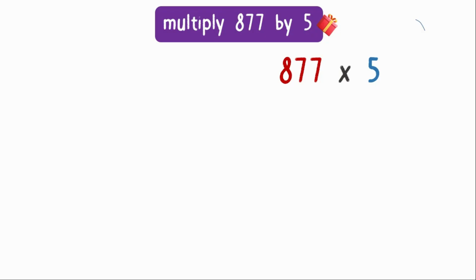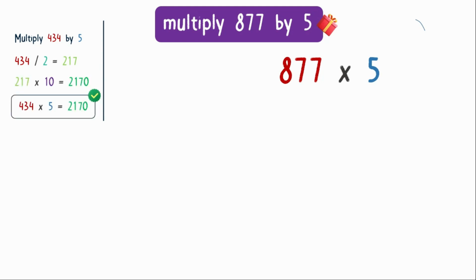You want to multiply any 3-digit number by 5. Let's look at the one that 2 can go evenly into, which we have 434 here, which you actually divide by 2 and you multiply by 10. But for the one that 2 doesn't go evenly into, what are we going to do? It's the same as the last one. We split into 2. 877 minus 1 will give us 876.